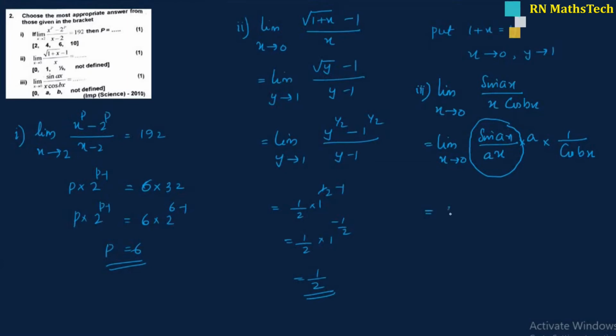So a is a constant taken outside. Limit x tends to 0 sin x by x is 1. Now 1 by cos bx, when x tends to 0, is cos of b into 0. That is a into 1 by cos 0. Cos 0 is also 1. So which is equal to a.